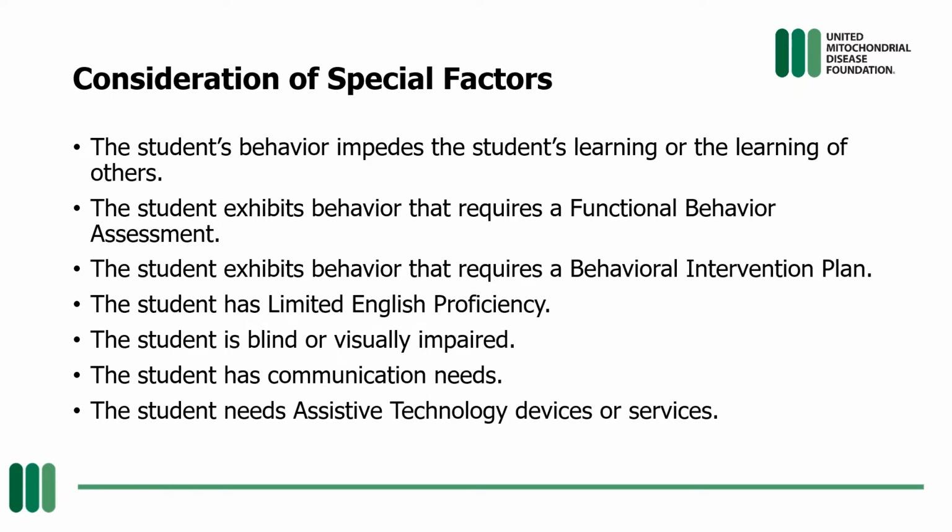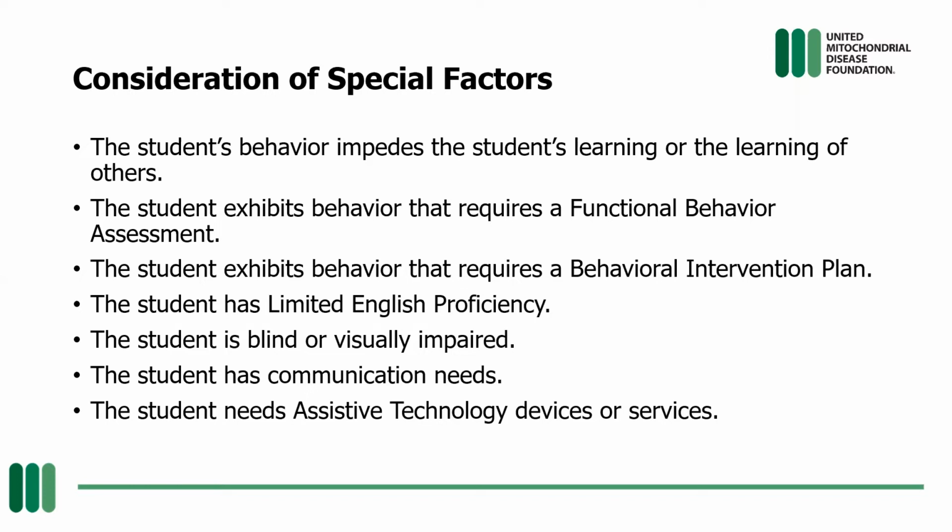The second box would be the student exhibits behavior that requires a functional behavior assessment. You'll hear it called an FBA. Most states do not have a functional behavior assessment unless your child gets suspended more than 10 times, and they go to something called a manifestation. So the student exhibits behavior that requires a behavioral intervention plan. Once again, this is more extreme behavior.